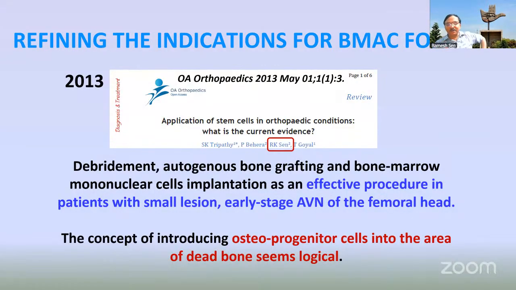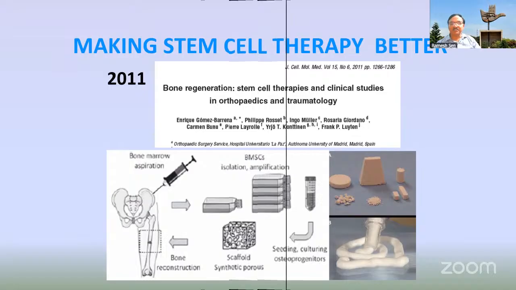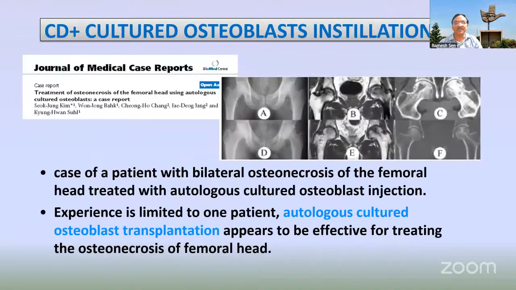But we kept on writing about it, and we have said that BMAC is an effective procedure at the early stage. Because we all understand that within the hip, there are bones, there are cells which are getting dead. So replacing with stem cells could be a good substitute in all those cases. But efforts kept going for seeding and culturing also. And then they tried, can we change the route of administration of these cells? They tried to go through the vessels supplying that very area, targeting intra-arterial delivery.